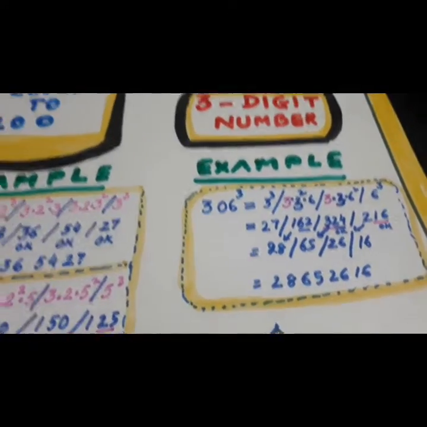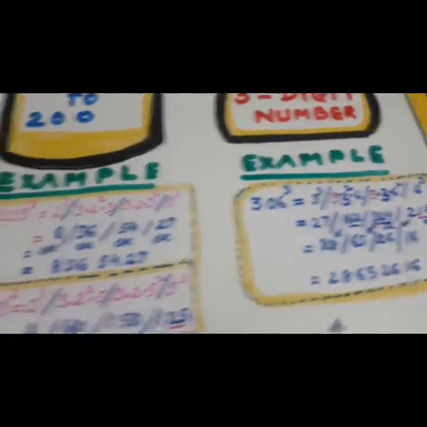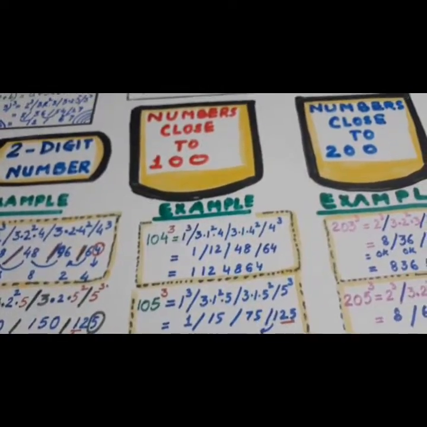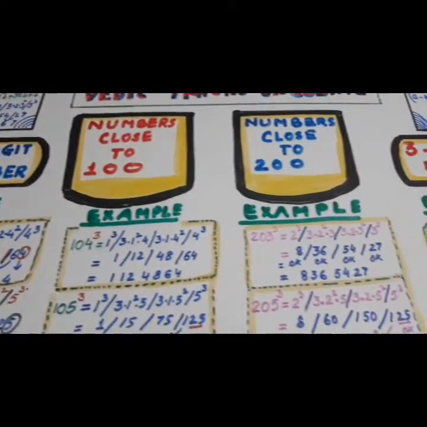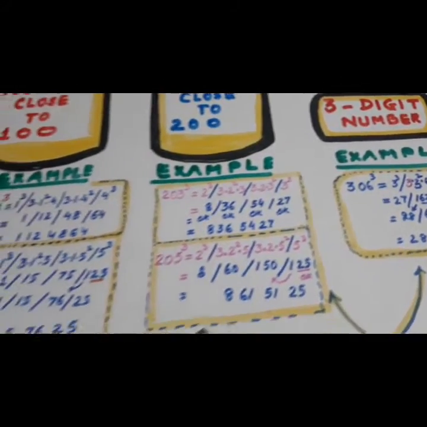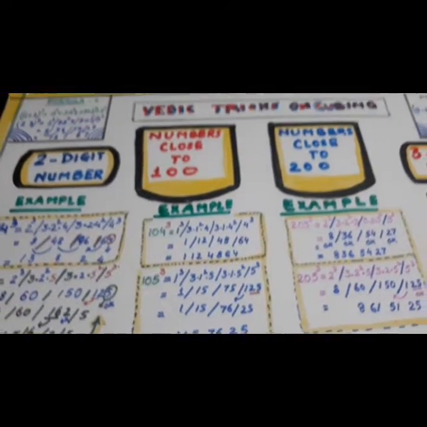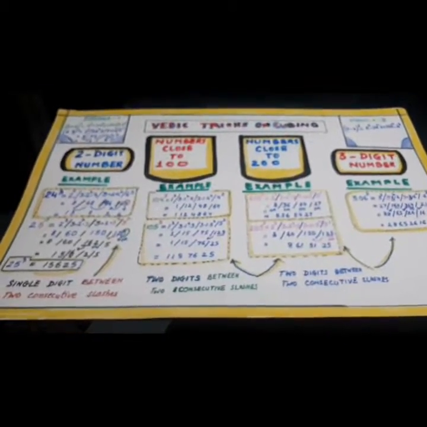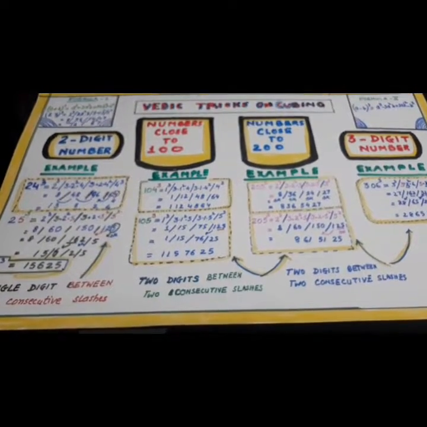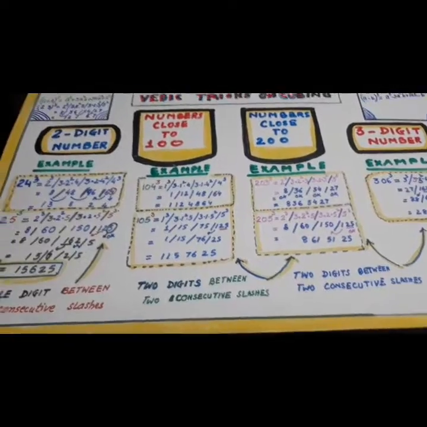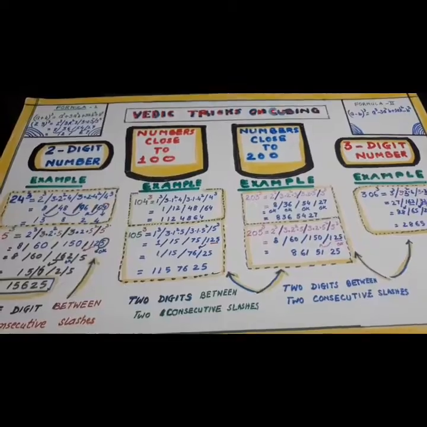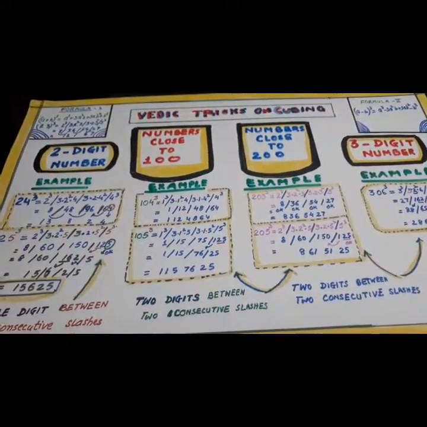So this is how we will be going at when we have to cube numbers which are of 2 digits, then numbers close to 100, numbers close to 200, and numbers close to 300. So this was all what I wanted to teach you today. I hope you might have understood. These are very easy tricks. Only you have to remember the formula of (a plus b) whole cube. So a cube plus 3a square b plus 3ab square plus b cube. This is the formula.